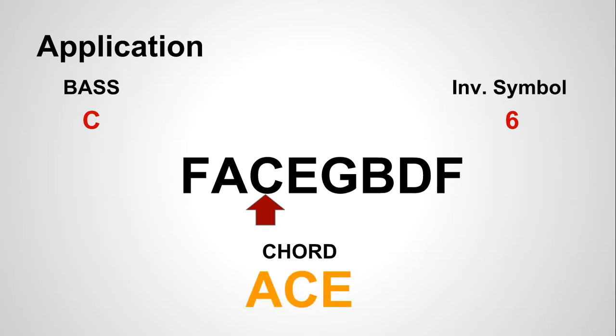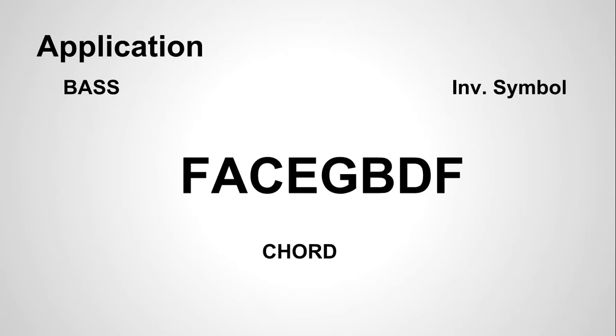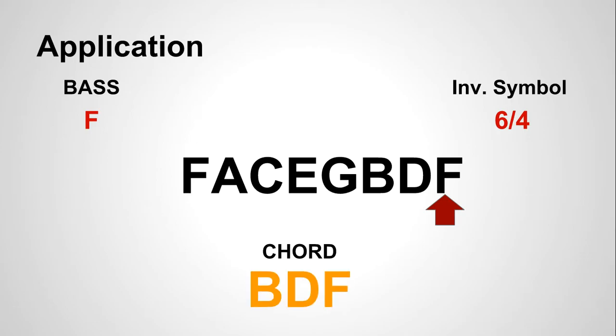Now, let's give you one final one here. In the bass, I have an F, and my inversion symbol is 6-4, which means the F is the 5th of the chord. Therefore, my chord is B, D, F.